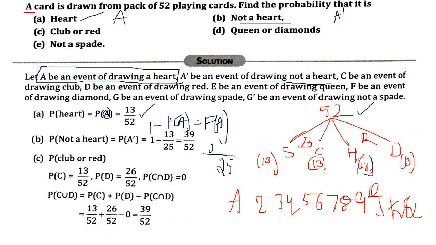Sorry, the LCM is not 25, it is 52. That's why you're not getting the answer. Even I am wondering from where did 25 come. We have total 52 cards.